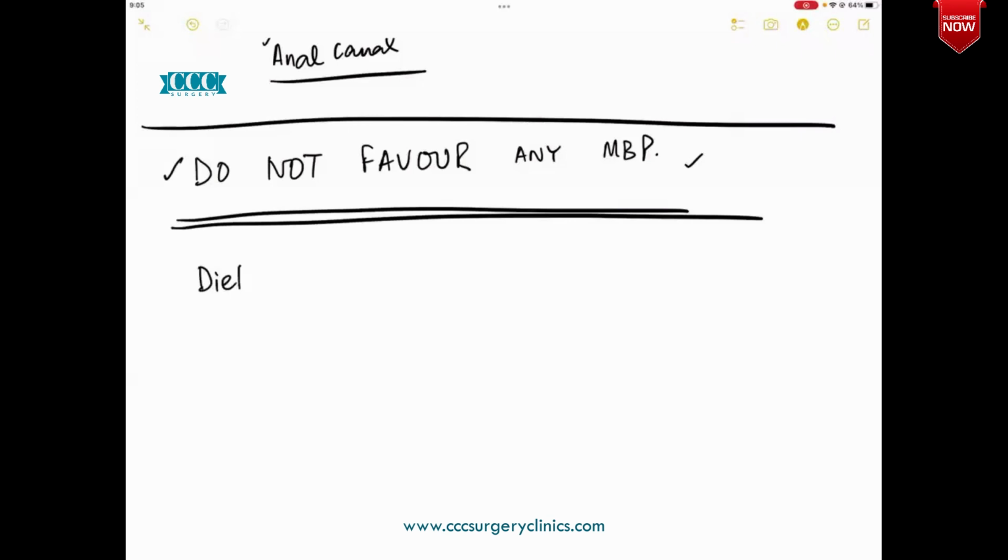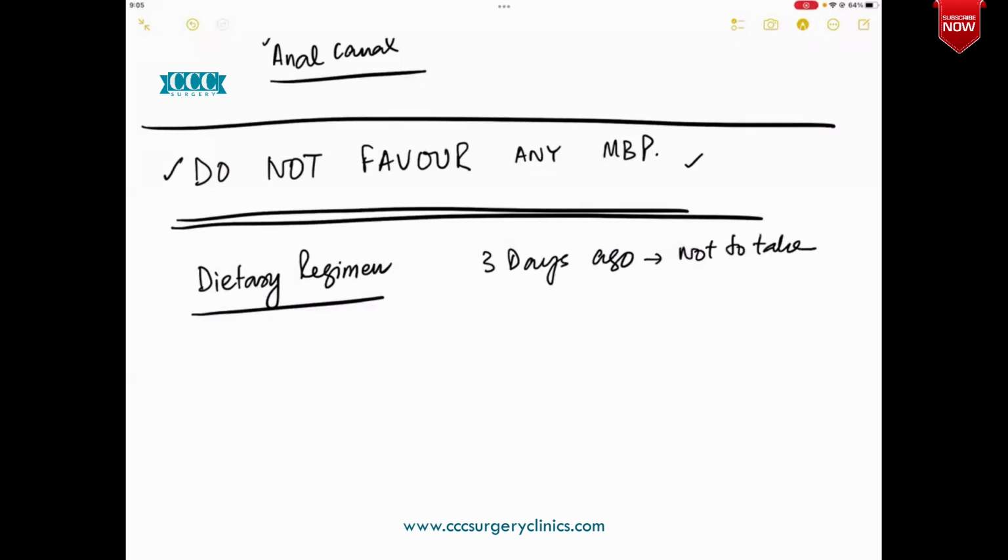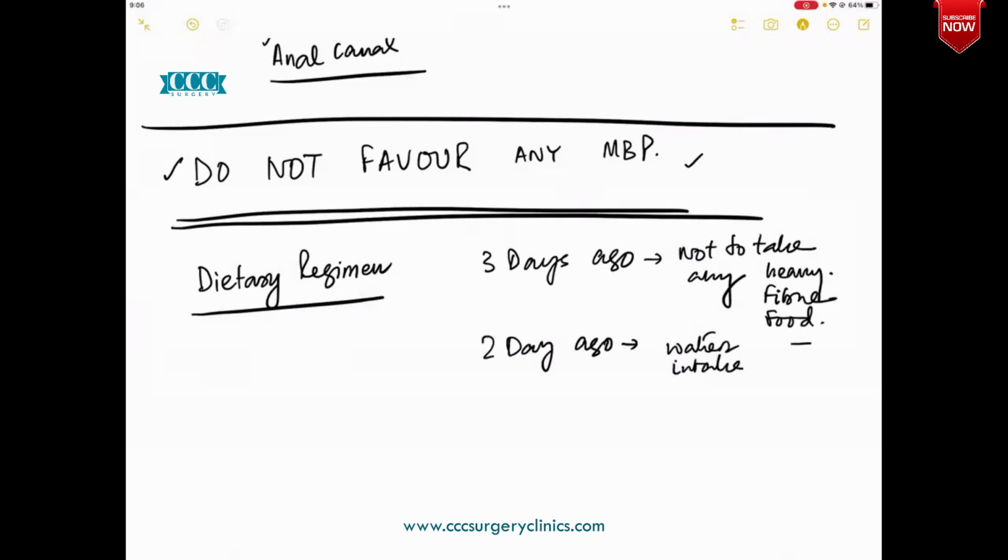What are the usual dietary regimes that the patients are required to follow? The conventional teaching was that from 3 days ago, you tell your patients not to take any heavy or any fiber containing food, particularly those who have a history of constipation. Then 2 days ago, you tell your patient to increase the water intake and omit the fiber in the diet.